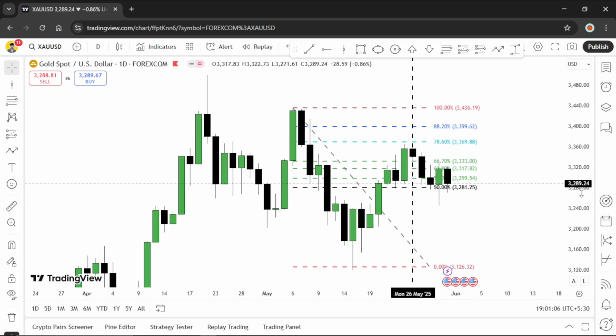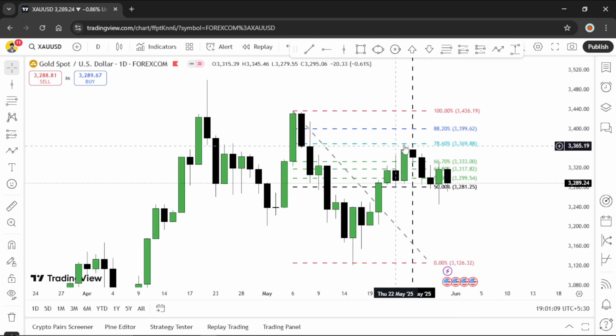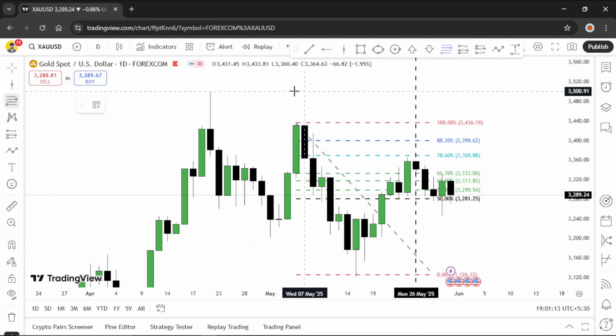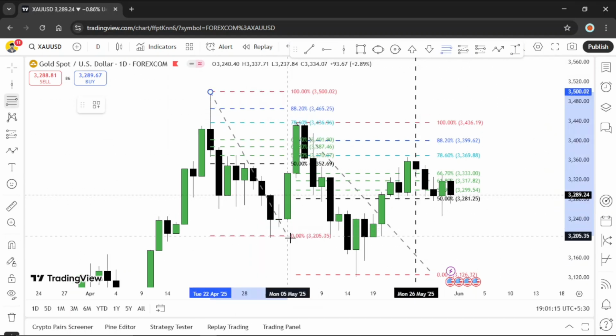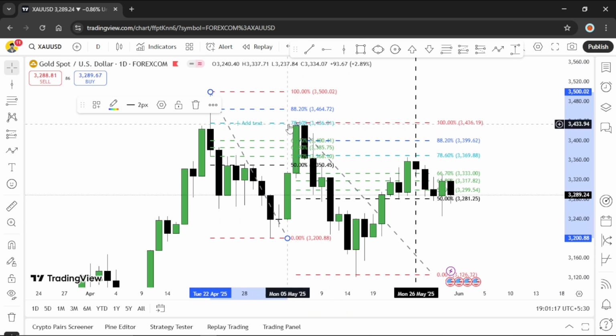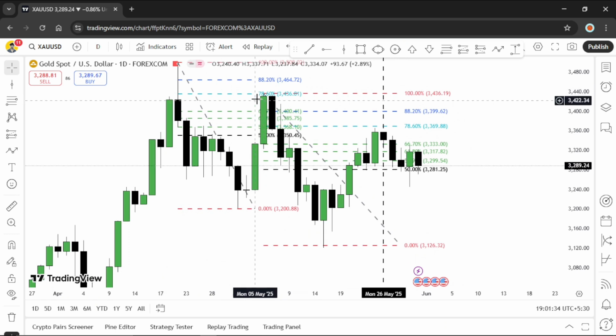Why is it important? Because when I draw the fib level from this area to this area, we can see the market is rejecting from the same 78 fib level. That is an interesting thing. From this high to this low, the market came up to this level and rejected from the 78 fib level. Then I drew the fib level again from this high to this low. Again the market came up to this area, the 78 fib level.